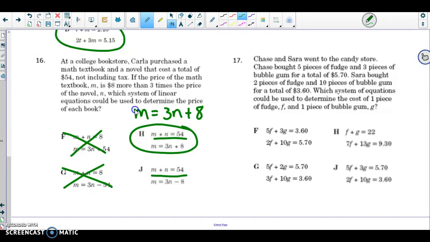All right, and number 17, Chase and Sarah went to the candy store. Chase bought 5 pieces of fudge and 3 pieces of bubble gum for a total of $5.70. Sarah bought 2 pieces of fudge and 10 pieces of bubble gum for a total of $3.60. Which system could be used to determine the cost of 1 piece of fudge and 1 piece of gum? So F and G for those.